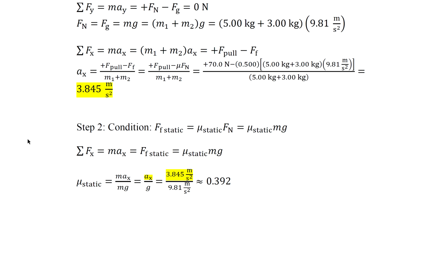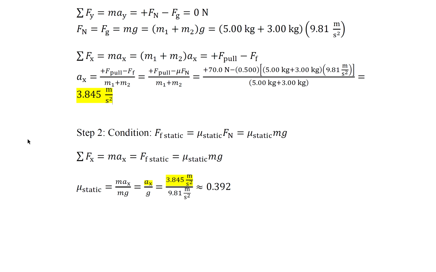Step 2, the condition is static force of friction equals mu static times force normal. Why are we saying static? Because they're not slipping, so we have to use static friction, not dynamic. And we get a value of 0.392, and that's what the problem is asking.